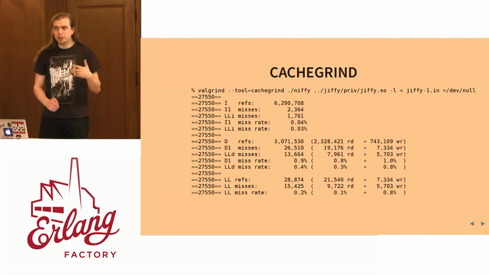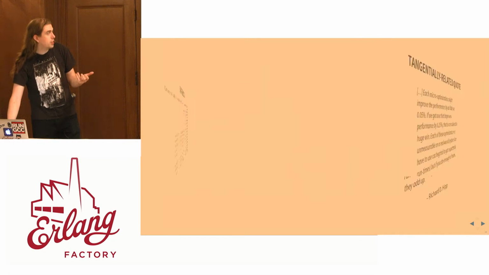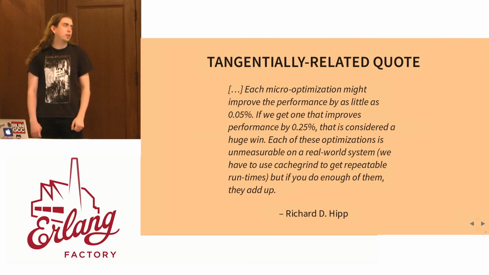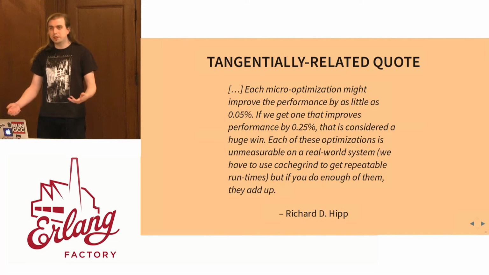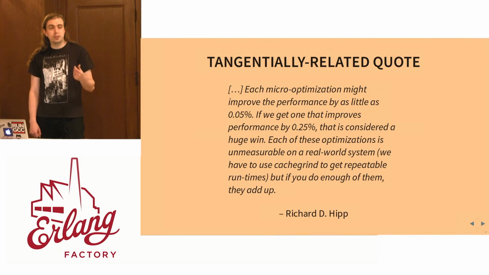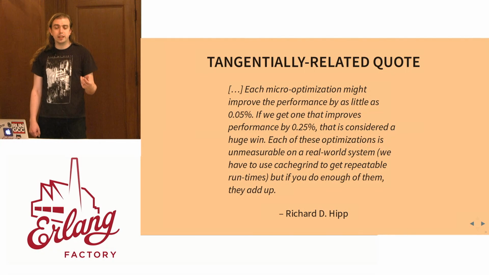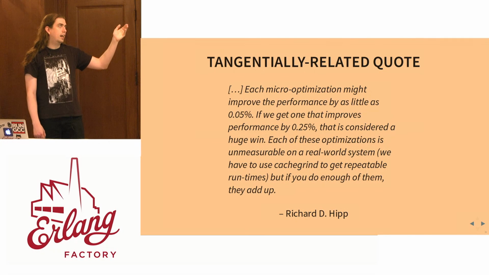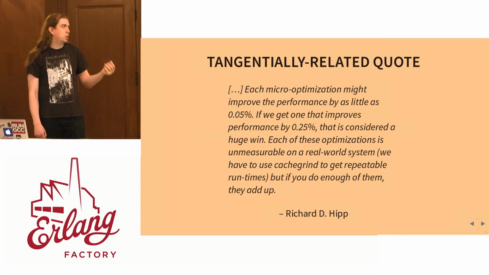And as justification for that as a way of working, I want to cite one of my favorite quotes from a hero of mine, Richard D. Hipp, who wrote SQLite and many other great things. He's talking about how they made a 50% performance improvement in SQLite over the course of a year. And that's SQLite, a very mature product already. And he says, each micro optimization might improve the performance by as little as 0.05%. If we get one that improves the performance by 0.25%, that's considered a huge win.